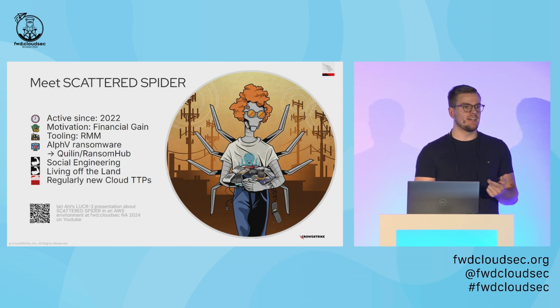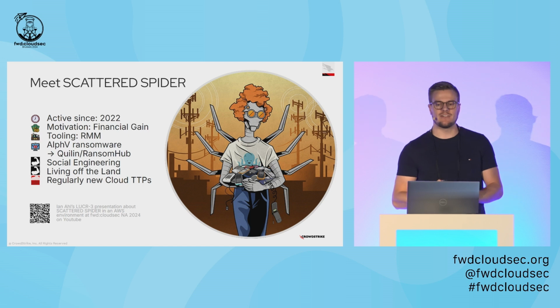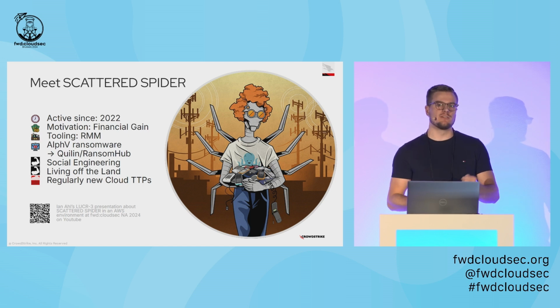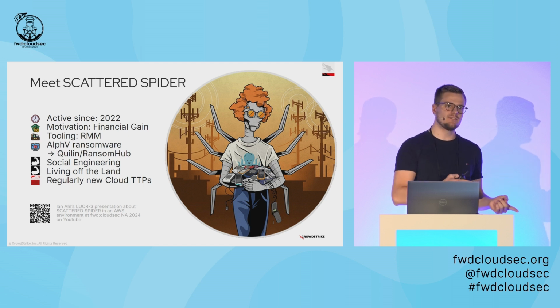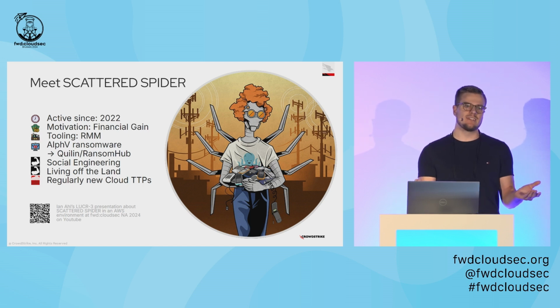They have been acting as an ALPHV ransomware affiliate until the likely exit scam of ALPHV in March this year. And after that, we observed Scattered Spider redirect the victim to the Qilin ransomware portal, but they have also leaked data on RansomHub. So that's still a developing situation, and we'll have to see for which ransomware-as-a-service program they are going to act as an affiliate going forward.